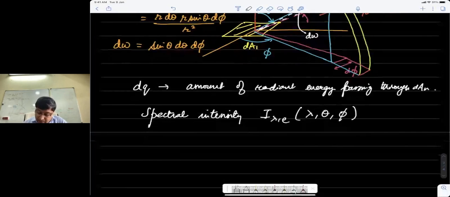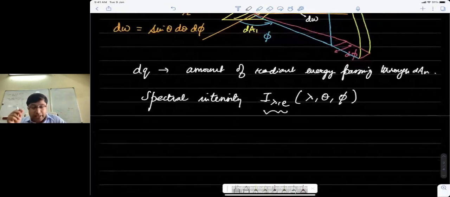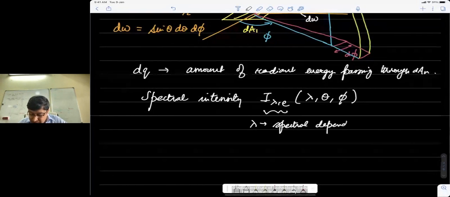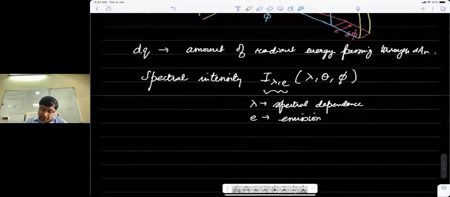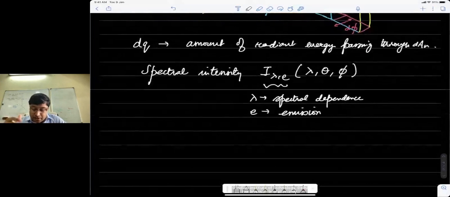So spectral intensity, in all of radiation analysis, these subscripts will denote dependence and also a process. For instance, this subscript lambda denotes there is spectral dependence, as I said, wavelength dependence. And this subscript E denotes that we are dealing with emission. We're not dealing with something else, we're just dealing with the solid emitting radiation.